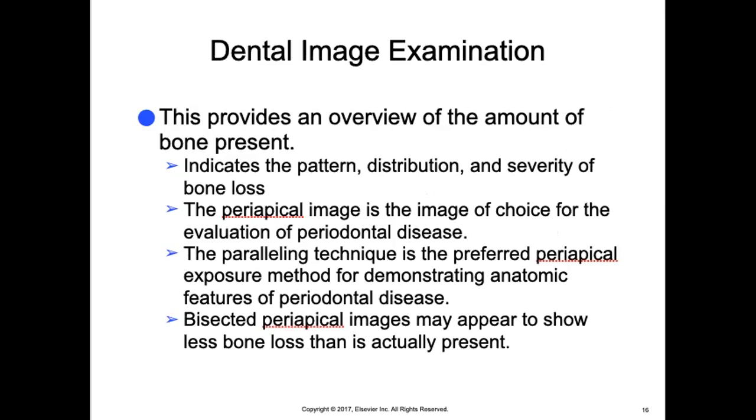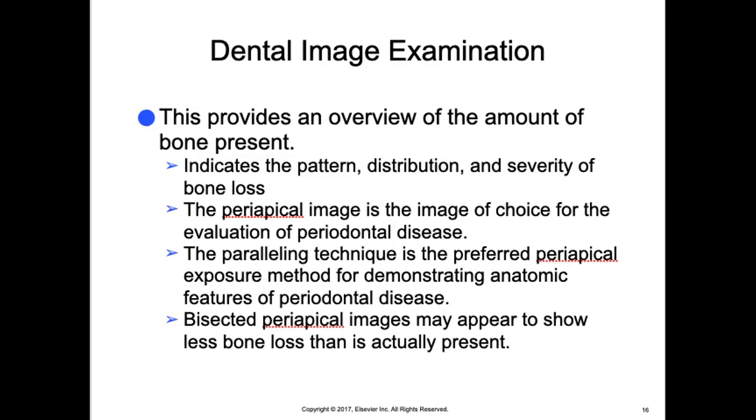This is because the paralleling technique gives an accurate representation of the tooth as far as its size and proportions go. Using a bisecting technique will not give accurate information, and you might get some level of distortion relating to elongation or foreshortening. Those types of images may appear to show less bone loss than is actually present. So the paralleling technique accurately records the relationship of the height of the crestal bone to the root of the tooth. If you can't get an accurate paralleling technique, the other preferred technique is what's known as a vertical bite wing.